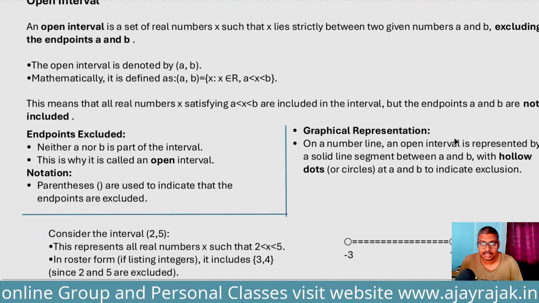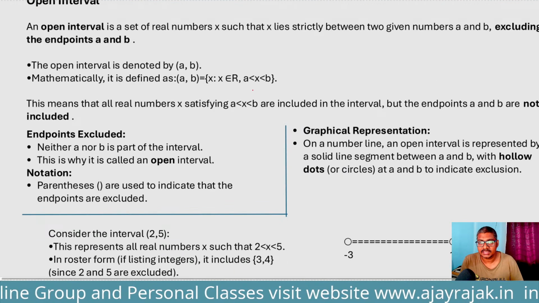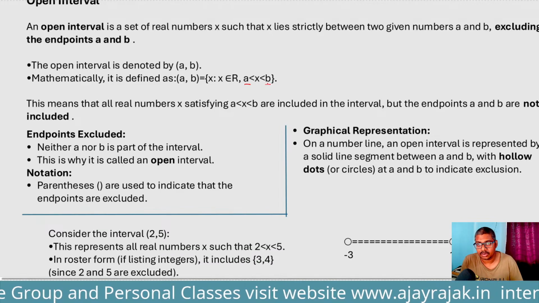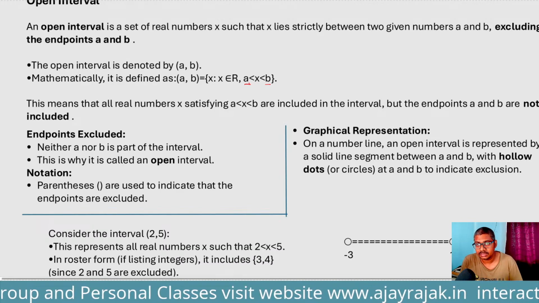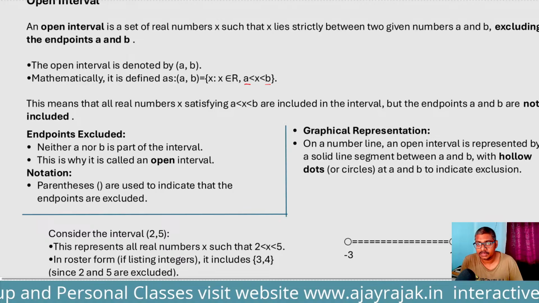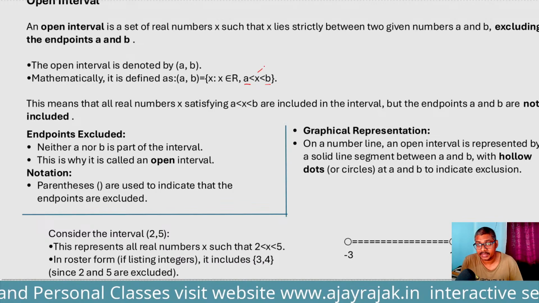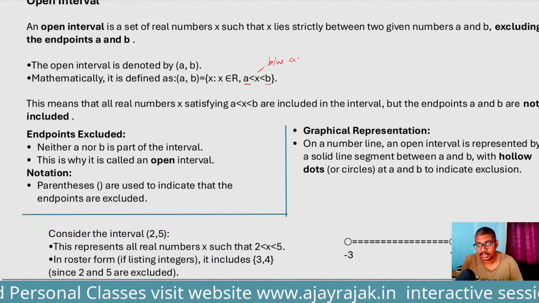Open interval, everything is the same, but what you are seeing here is that A and B are not included, because x is not equal to them. So x cannot be equal to A, x cannot be equal to B, x can be anything between A and B.